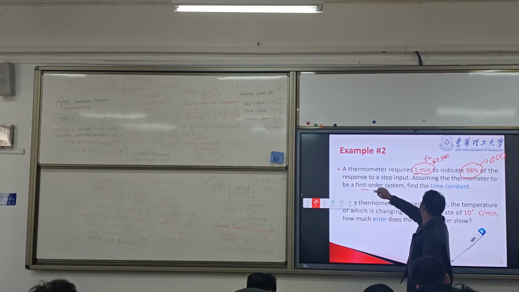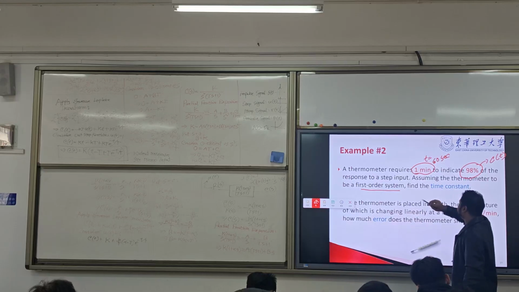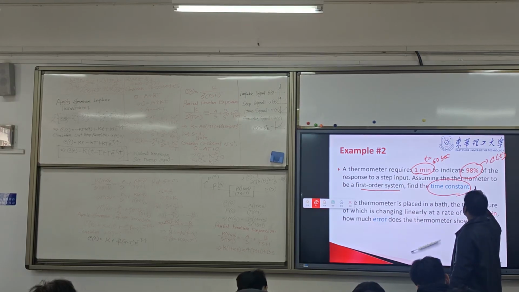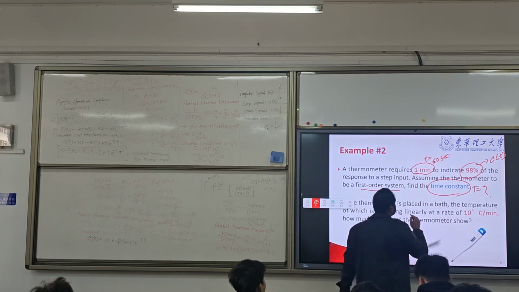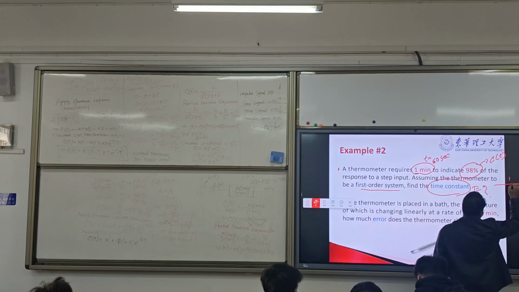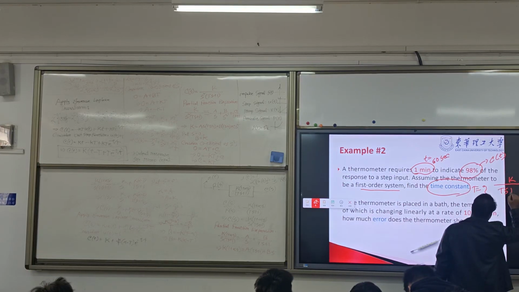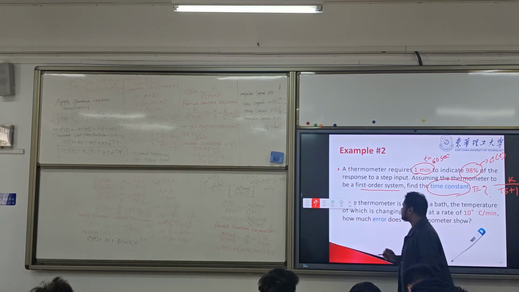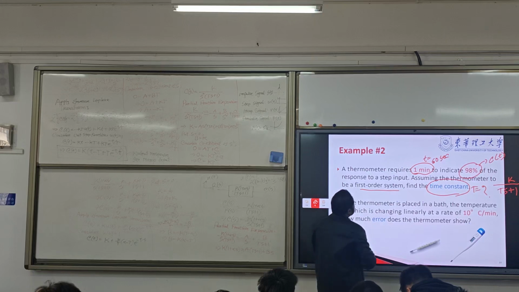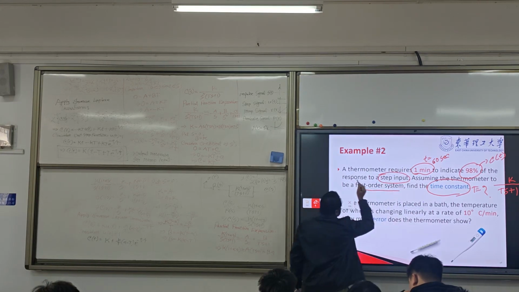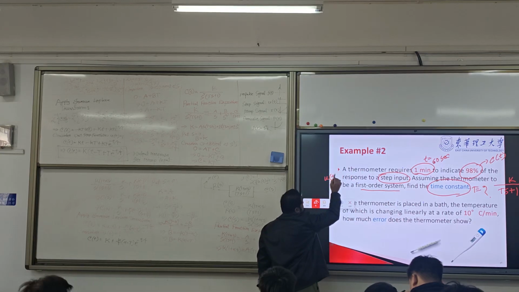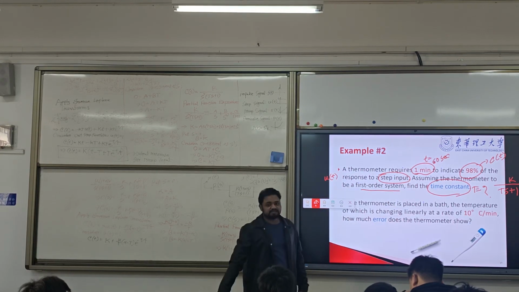Now this is assuming this is a first order system. Now find the time constant. T is equal to what? First order system means this is K by Ts plus 1. Now what is the input? Look at this. Step input, UT. It is a step input.